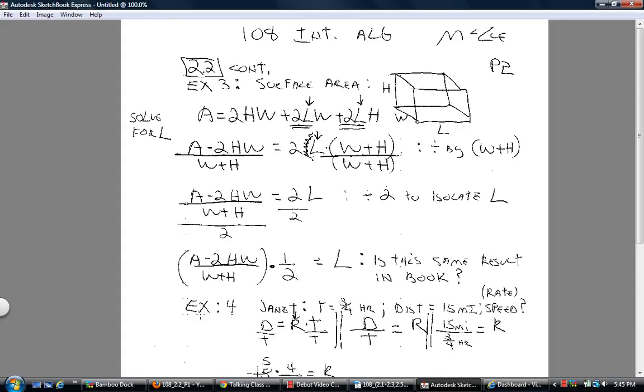Continuing our work on section 2.2, we're going to go ahead and tackle page 2, and that's going to wrap up this section. So we've got another example here of a formula for surface area.